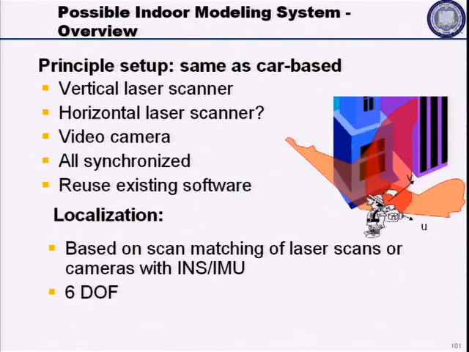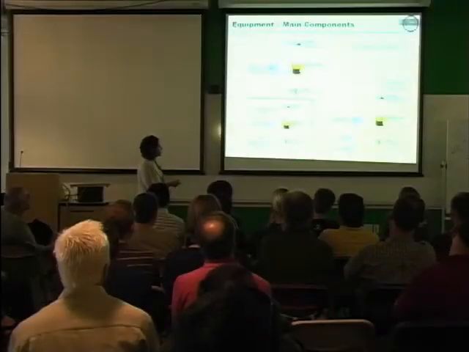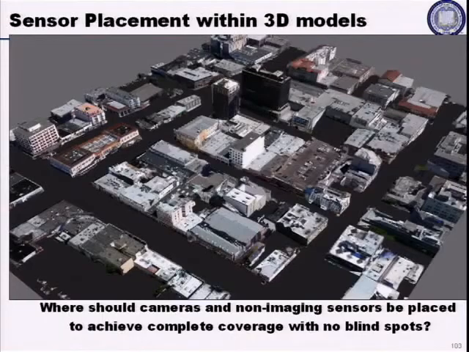So you can use the same kind of equipment, maybe just one vertical laser scanner, some cameras, and some low-cost INS and IMU units. Just a quick cost calculation would be something between 7 and 14K to build the equipment. The power requirement is 31.2 watts. And if you have a pack of 12-volt batteries that you can put like a belt around yourself, you can make a portable unit. The weight of the whole thing total would be 24 pounds with just one laser scanner. Again, this is something that's in progress. We don't have any results to show.